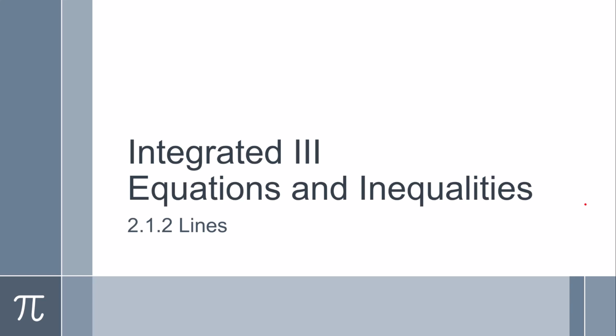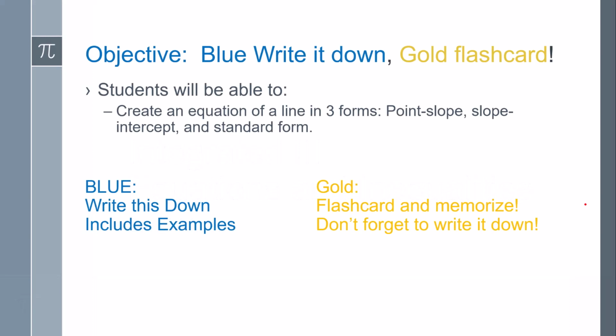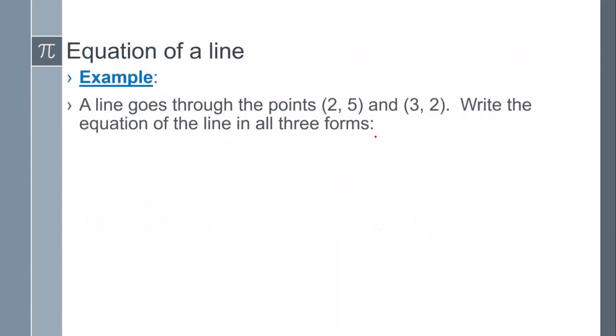This is section 2.12. We're going to take a look at equations of a line, and we're going to take a look at the 3 different equations of a line. So a line goes through the points (2, 5) and (3, 2). Let's write the equation of the line in all 3 forms.